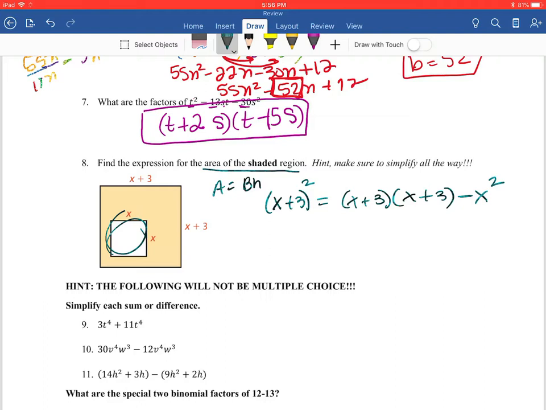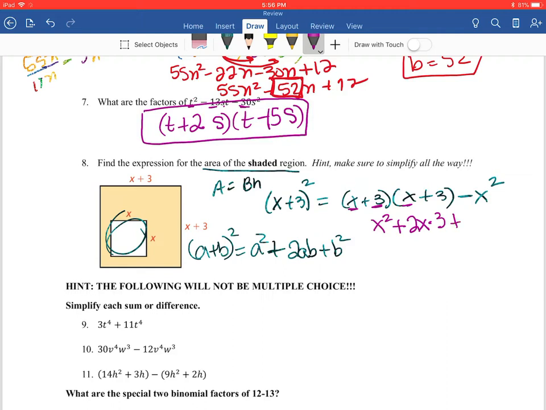Now, I can either follow these like normal, or I know that a plus b squared is going to be equal to a squared plus 2ab plus b squared. So then I can rewrite this to be, let me do a different color. My a value is my first term. So that's x. So that's going to be x squared plus 2 times my a value, which is x, times my b value, which is 3, plus my b value, which is 3, squared, so that's going to be 3 squared, minus my x squared.